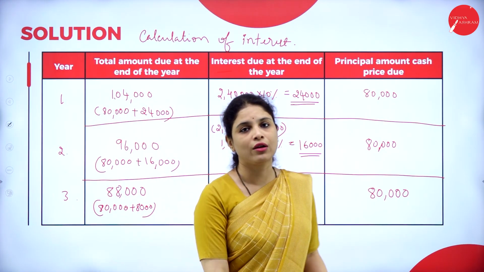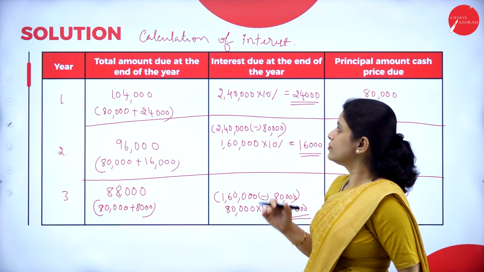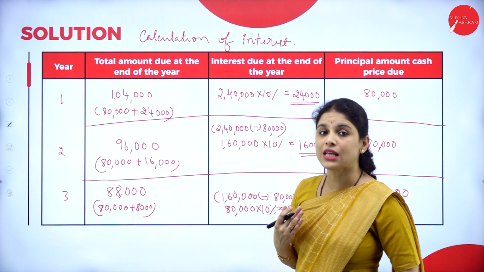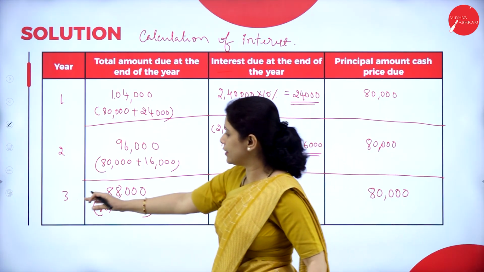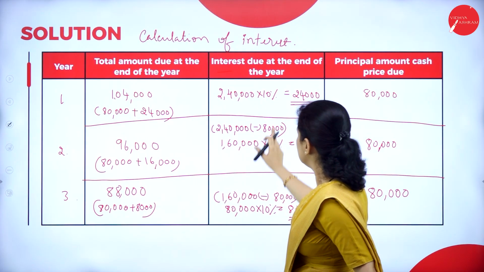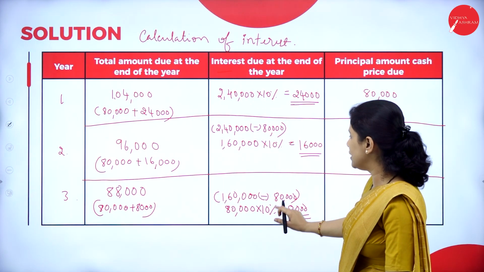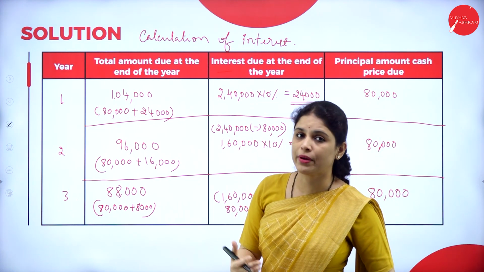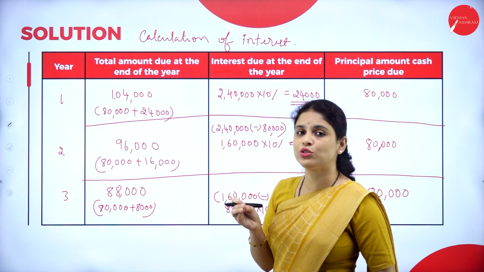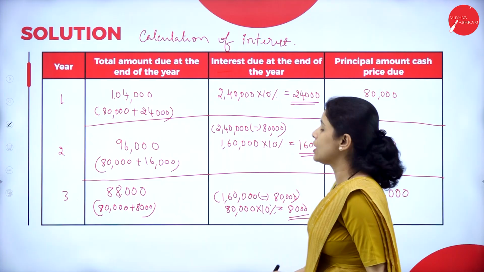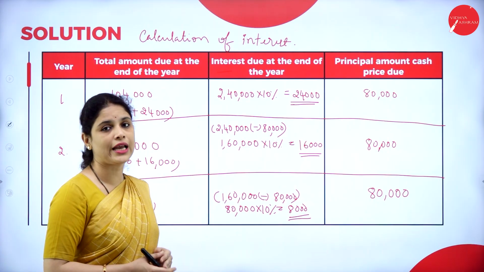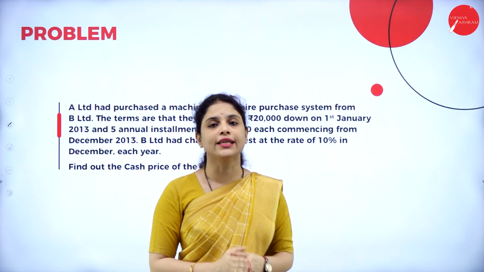So like this you have to calculate the interest. Here the cash price is given, that's why we started with the first year. If the hire purchase price were given, then we would have started with the third year. Here we deduct the installment whenever we calculate the interest, but when the hire purchase price is given and we have to calculate the cash price, then we have to add it. So this is how you calculate the interest in the hire purchase system when the cash price is given. Okay, let us solve the second problem.